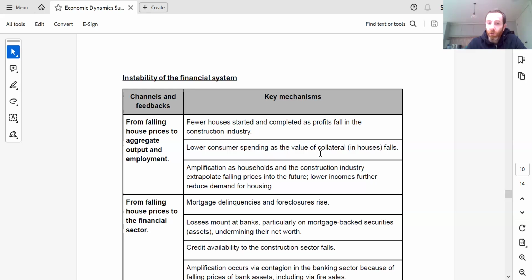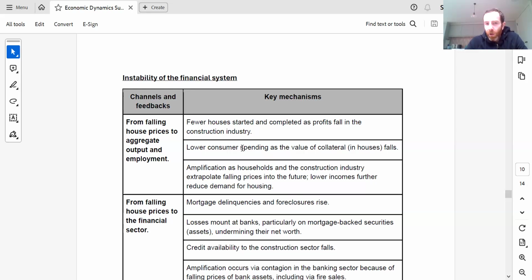if house prices fall, that means the value of collateral falls, so we've got lower consumer spending. And if households and the construction industry think these things are going to carry on, that house prices are going to maybe continue falling, then the consequences could be worse into the future, right?